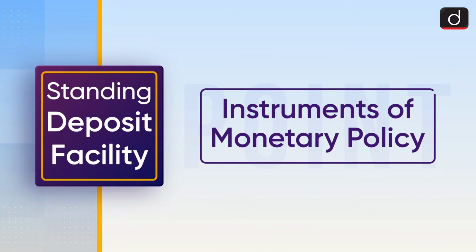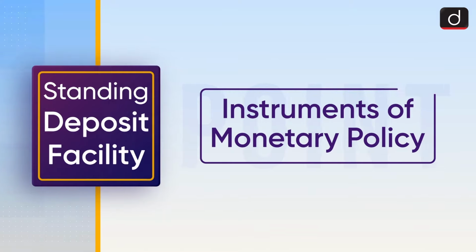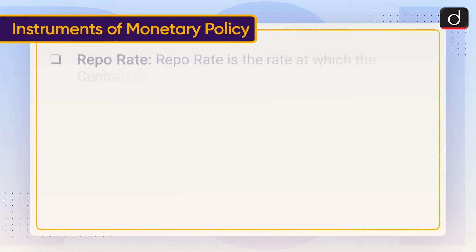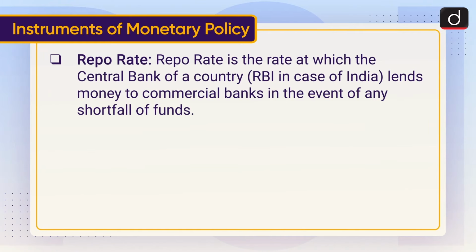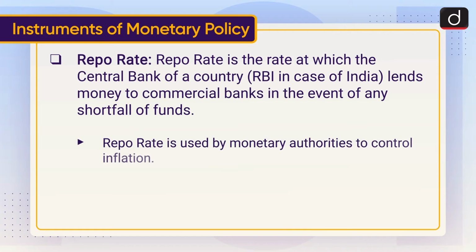Now let's discuss the instruments of monetary policy. First is repo rate. Repo rate is the rate at which the central bank of a country, RBI in case of India, lends money to commercial banks in the event of any shortfall of funds. Repo rate is used by monetary authorities to control inflation.